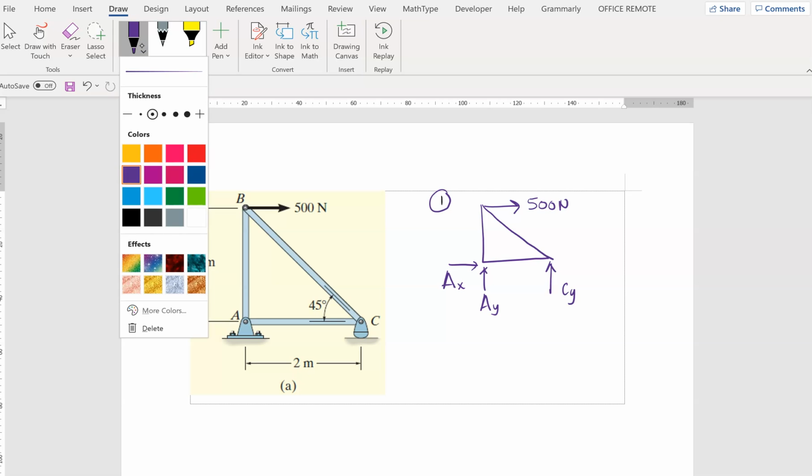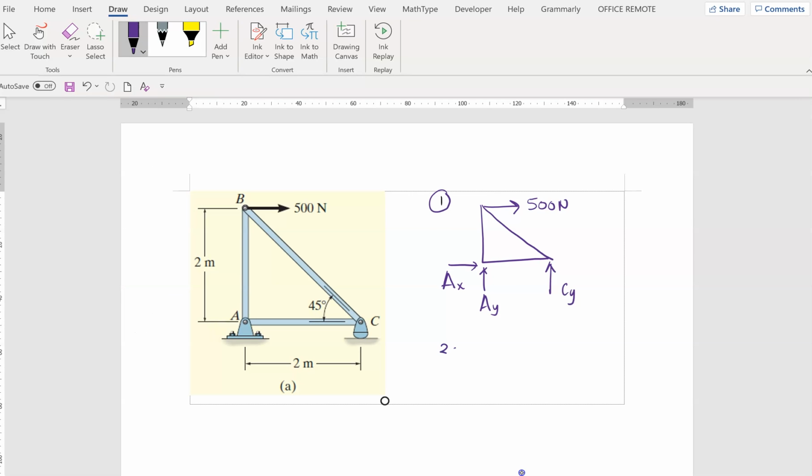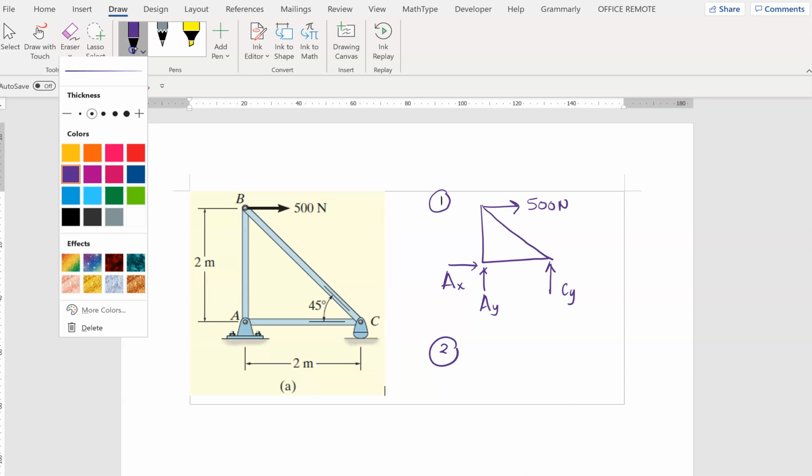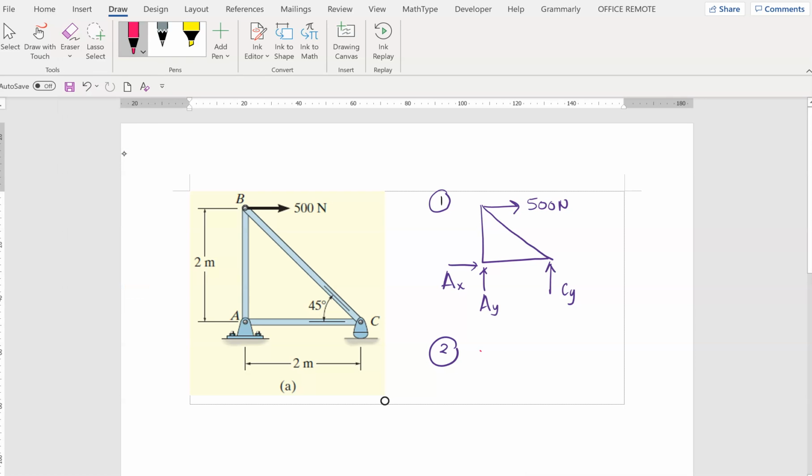Now, what is the second step? The second step is you have to take the joints, and go for the least complicated joint. This one has 4 force members: 2 internal, 2 internal, and 1 external. This has 2 internal and 1 external. So how many unknowns here? This is 2 unknowns, this is 4 unknowns, and this is 3 unknowns. So where would you go? You always go to the joint with the least unknowns. So it would be joint B.